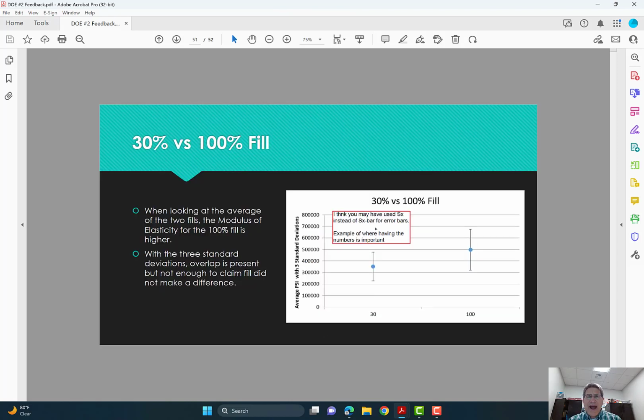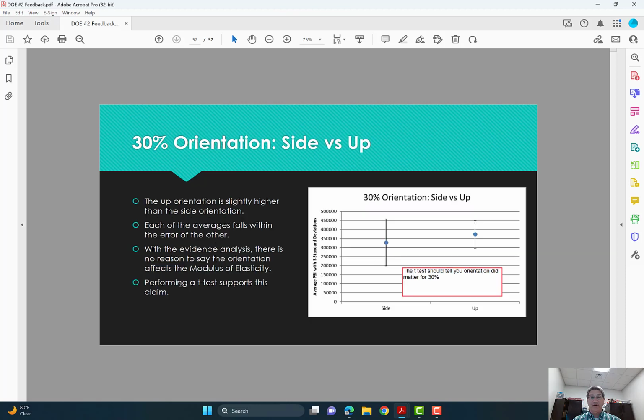Here's another one where I think this person used the standard deviation of X instead of X bar. These error bars shouldn't be that big. Again, without the numbers, it's hard to say, but I'm pretty sure that's what happened here. And this one right here, it says the t-test verified. The t-test should verify that orientation did matter. So if you're having trouble doing that correctly, make sure you see me, especially when you're analyzing your other data, and I'll be glad to help you.